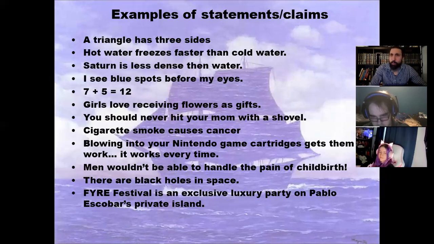Saturn is less dense than water. There's nowhere to land on Saturn. Think about that. It's just gas, so you just slowly descend into this cloud of gas until you get crushed by gravity. It's fantastic. Okay. 7 + 5 = 12.